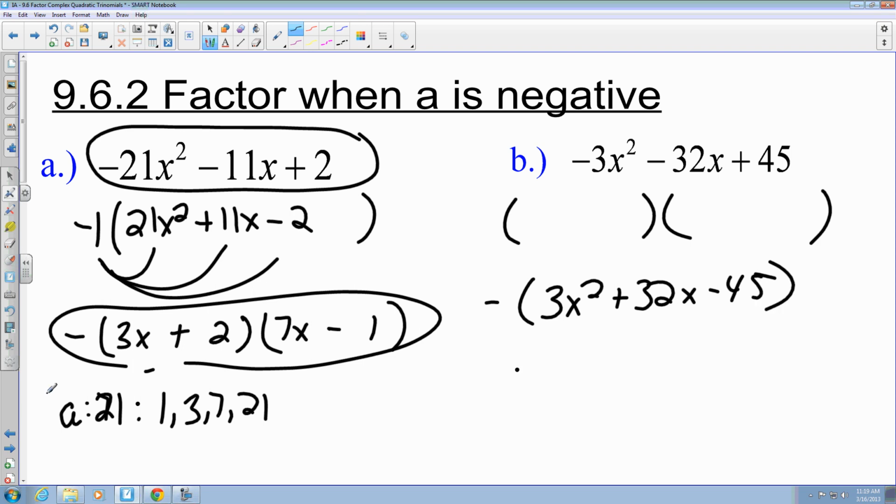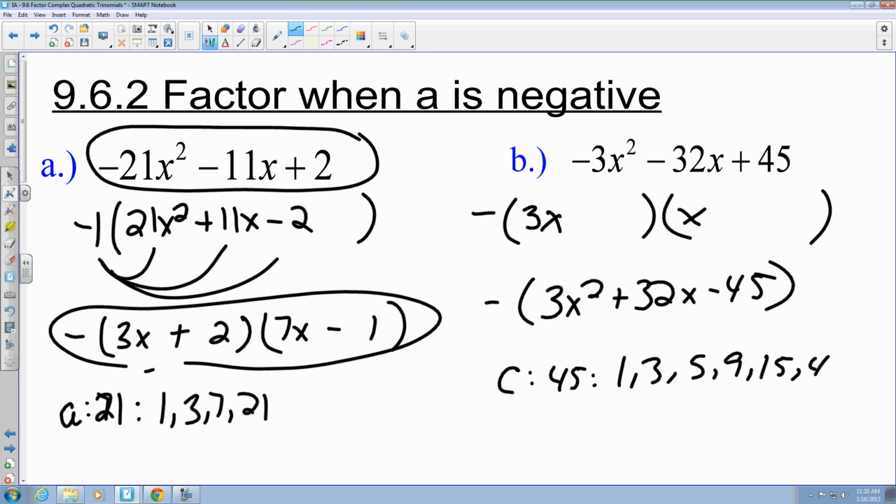So I know that I need to have a 3 here and an x here. I know one of them is going to be plus or minus. And so all I got to do is find the factors of c, which is 45, which is 1, 3, 5, 9, 15, and 45. So from here, let's take a look at all the different combinations.